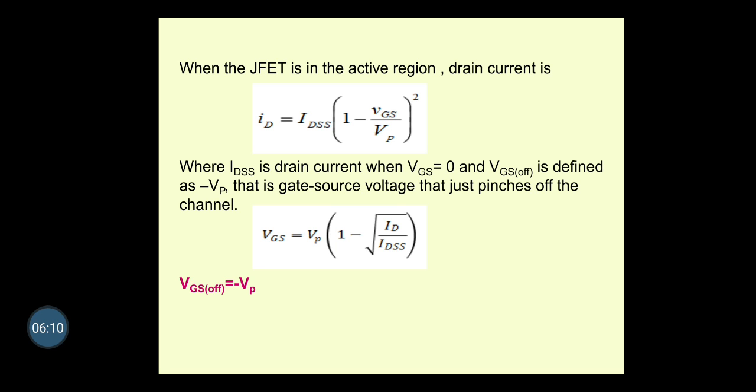VGS off is defined as minus VP. Now VGS off is your pinch off voltage. That is the gate to source voltage that just pinches off the channel. And VGS is equal to VP into bracket 1 minus root of ID upon IDSS bracket close. So VGS off is equal to minus VP.